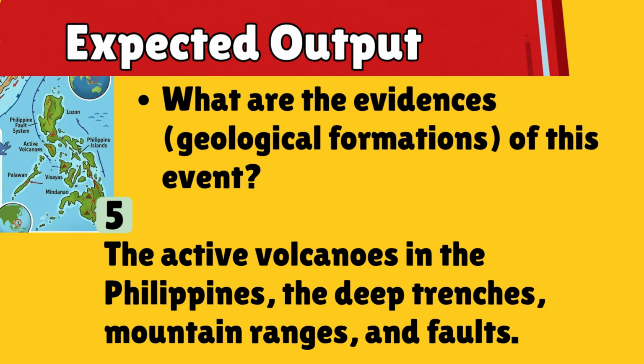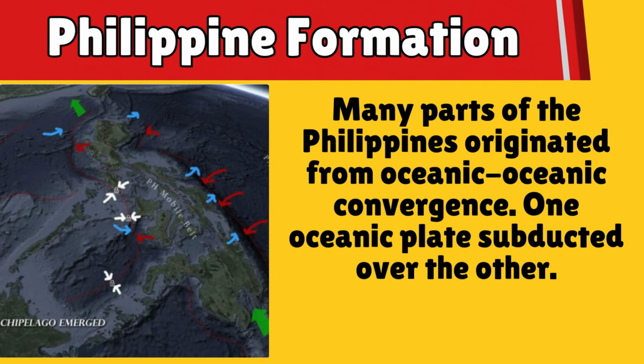And now for our short discussion, the Philippine Formation. Many parts of the Philippines originated from oceanic convergence. One oceanic plate subducted over the other. So from our previous topics about plate boundaries, we learned that when two oceanic plates converge, it results in the formation of volcanic island arc. So the Philippines, from this lesson, we learned that it is actually a volcanic island arc.